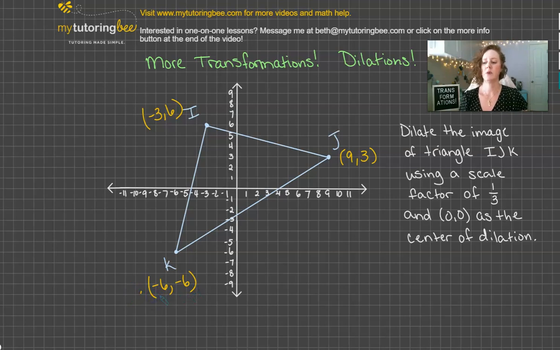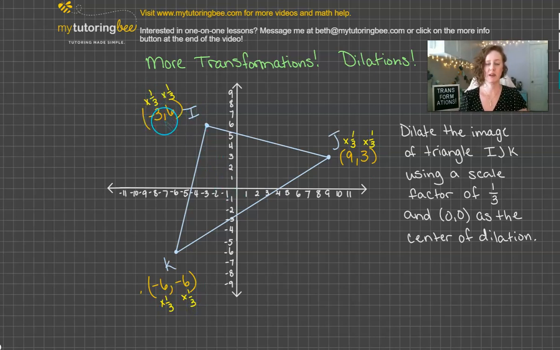So hopefully when you asked yourself, should this get larger or smaller, you said smaller because 1/3 is smaller than 1. Whenever we have a fractional amount, a fraction that's smaller than 1, then our image is going to shrink. So let's apply that to each of these numbers in the coordinates. So we're going to multiply everything times 1/3.